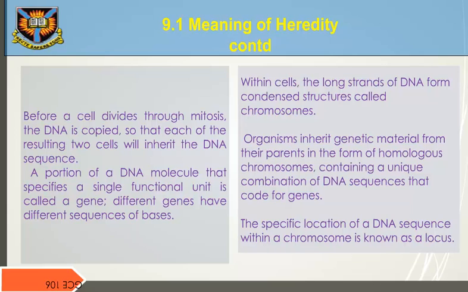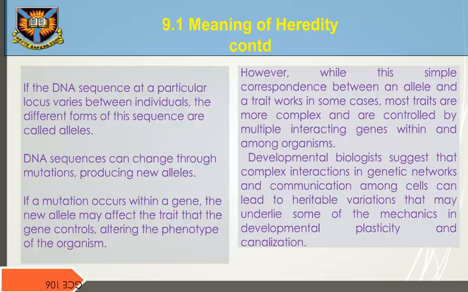Within cells, the long strands of DNA form condensed structures called chromosomes. Organisms inherit genetic material from their parents in the form of homologous chromosomes containing a unique combination of DNA sequences that code for genes. The specific location of a DNA sequence within a chromosome is known as a locus. If the DNA sequence at a particular locus varies between individuals, the different forms of this sequence are called alleles. DNA sequences can change through mutations, producing new alleles.